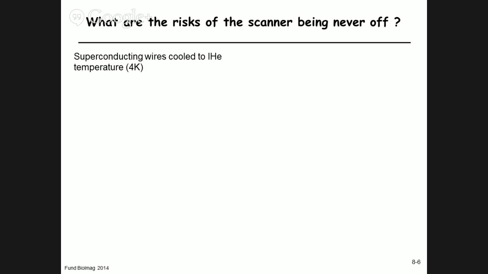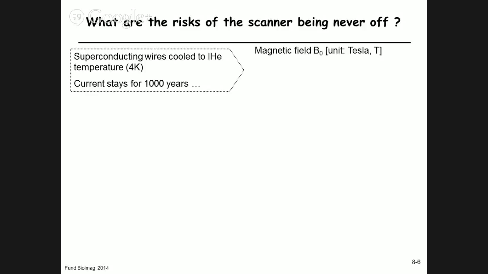Because most MR magnets are made from superconducting wire. They're cooled down to 4 kelvins in a helium bath, and they're superconducting, so the electrons are running around in there, the current is in there. And if you keep it cold, the current will be in there for 1,000 years. So the consequence is, the magnet is never turned off.